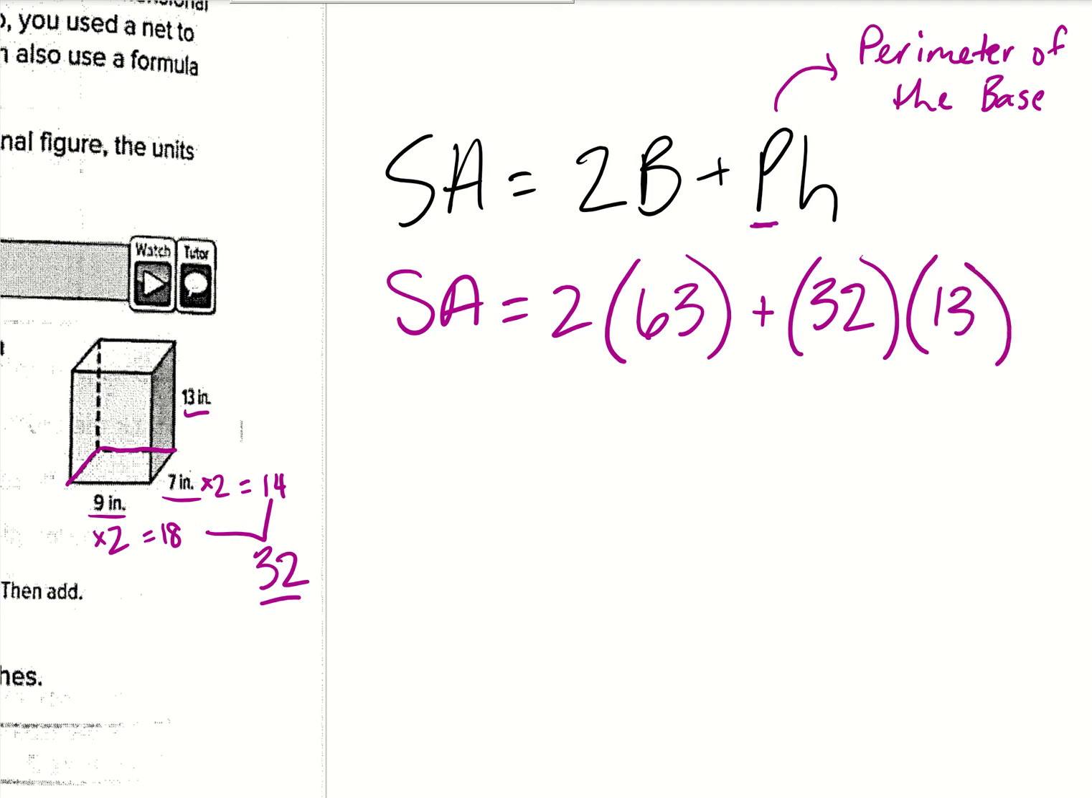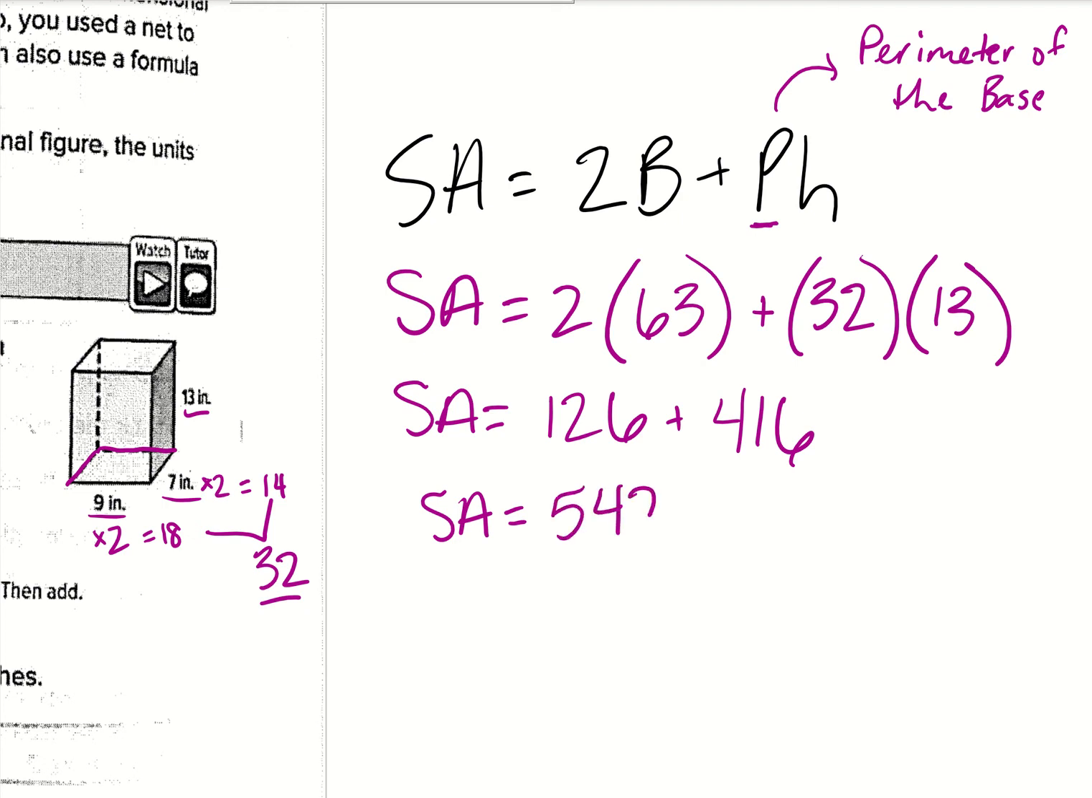All right, after we've done this, we can go ahead and plug those into our calculator. 2 times 63 should give us 126. And 32 times 13, I am not sure what that is without a calculator. So when I type that in, I get 416. All right, and then I just have to add those together. And that's going to give me 542.